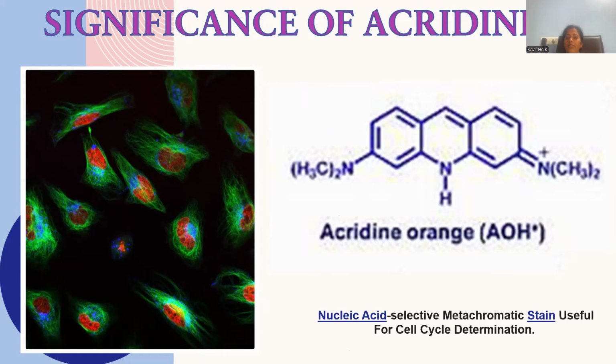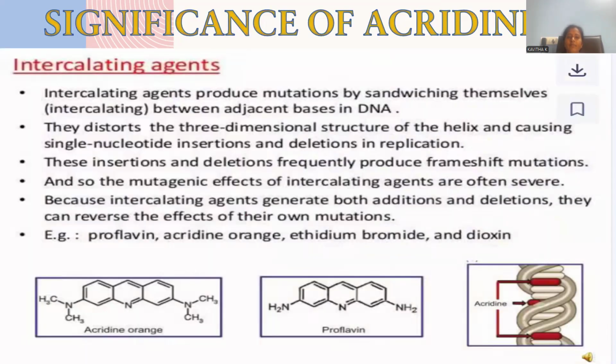It binds with nucleic acids like DNA and RNA as a metachromatic stain, useful in cell cycle determination, right? It is a diagnostic tool able to determine the staining of those cell cycles, and it is a coloring pigment. You can clearly observe how acridine takes part as a staining agent in the cell cycle determination process. This is a three-dimensional representation of that cell cycling process. Significance of acridine to be continued.